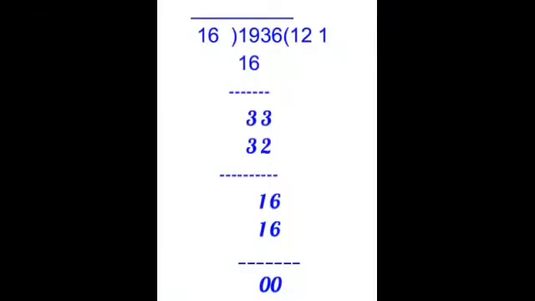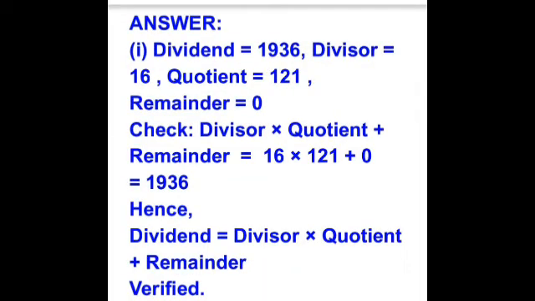This is the division. When we divide 1936 by 16, our quotient will be 121 and remainder will be 0. So how will you check the answer? We have to check the answer by the division algorithm. So checking dividend equal to divisor into quotient plus remainder. So 16 multiplied by 121 plus 0. So answer will be 1936. That is the dividend. So our answer is verified.